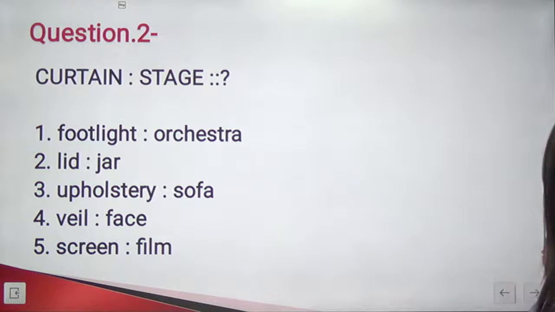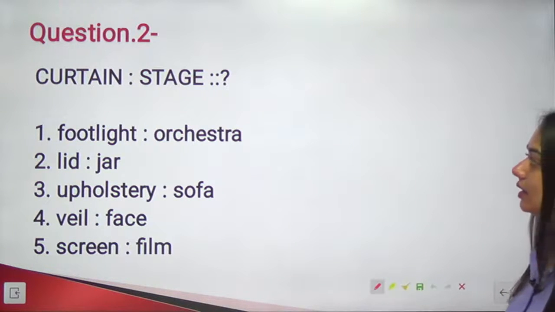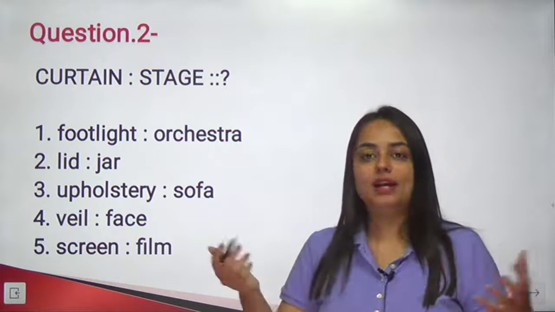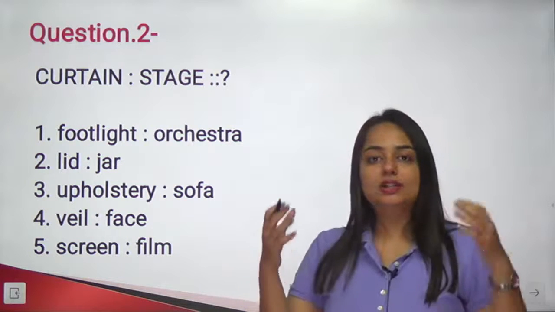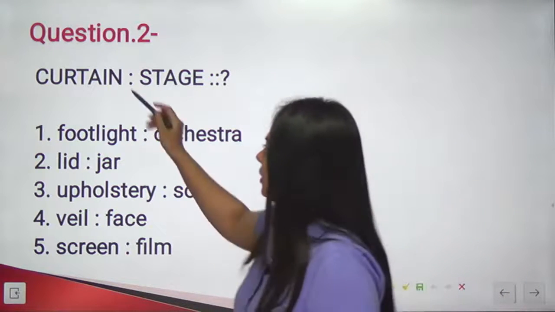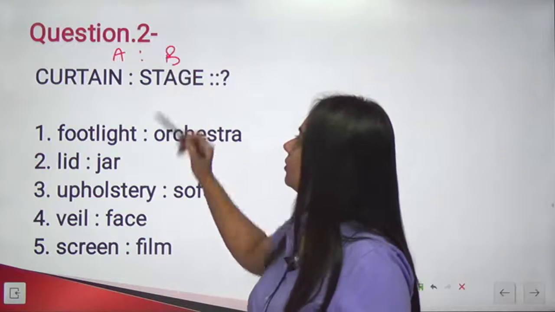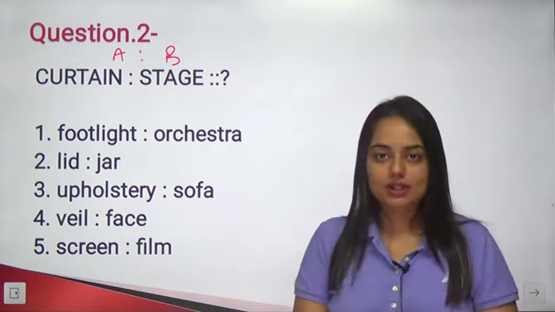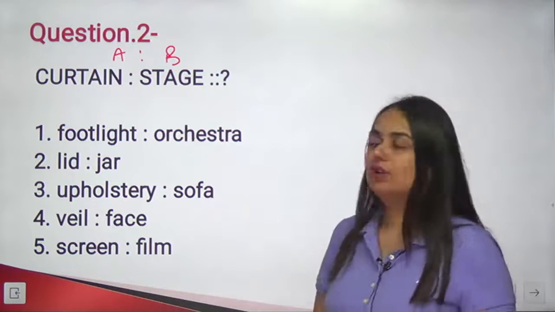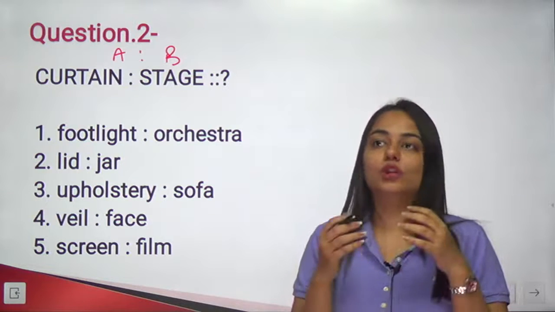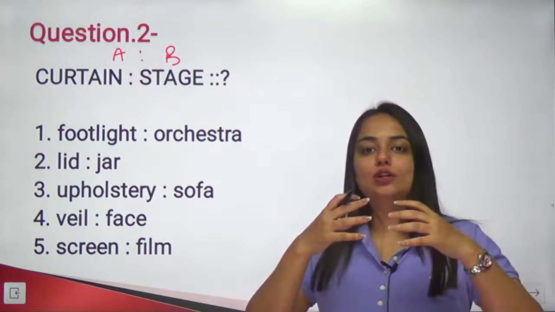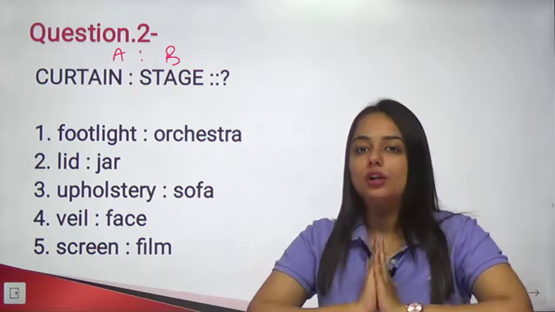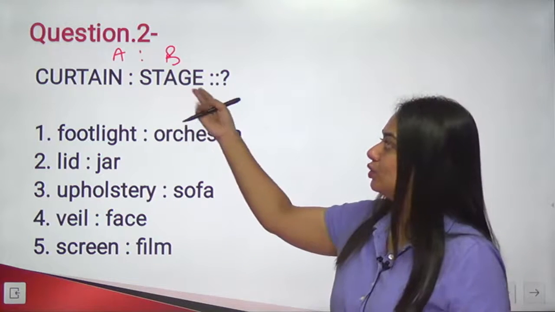Moving on to the second question. Curtain is to stage. The meaning of both the words we clearly know. Stage is where plays are acted upon, and curtain is something that covers it, right? So A is to B. What is the relationship here? Let's decode the relationship first and then we will go through the options. A is used to cover the stage or to hide whatever is going on backstage. So before the act opens up, people need to arrange things on the stage, for which the curtains are drawn, right? So A is used to hide B.